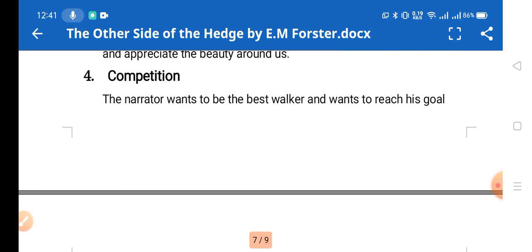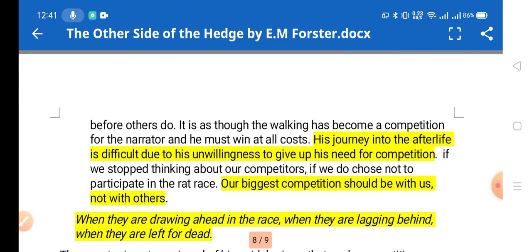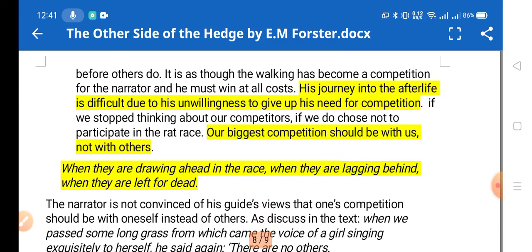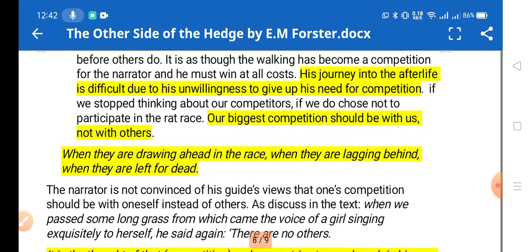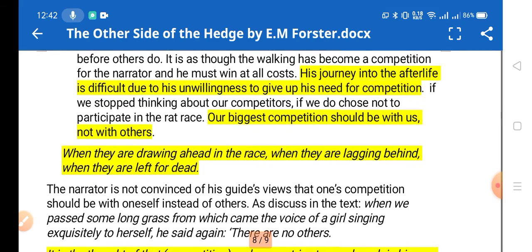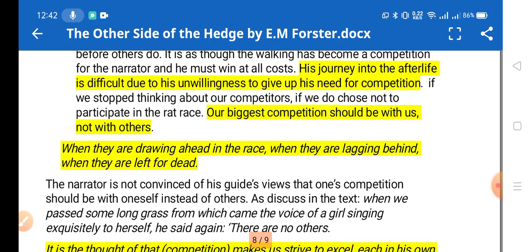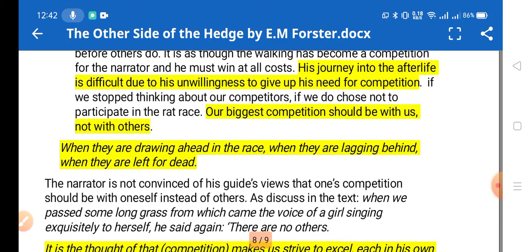The fourth theme is the theme of competition. The narrator wants to be the best walker and wants to reach his goal before others do. So competition is everywhere, and there are two kinds of competition discussed there. One is competition with others, and also there is competition with ourselves. And his journey into the afterlife is difficult due to his unwillingness to give up his need for competition.